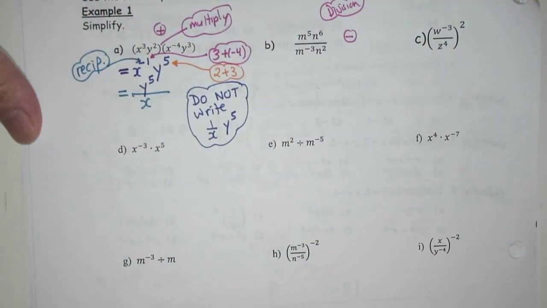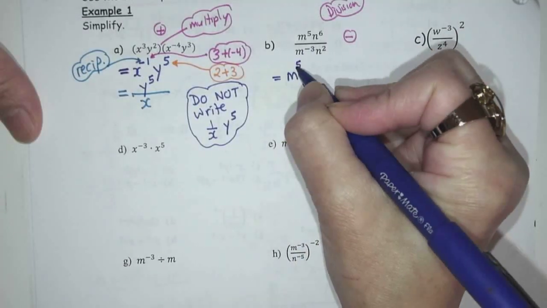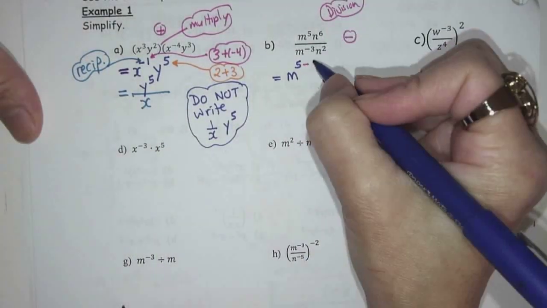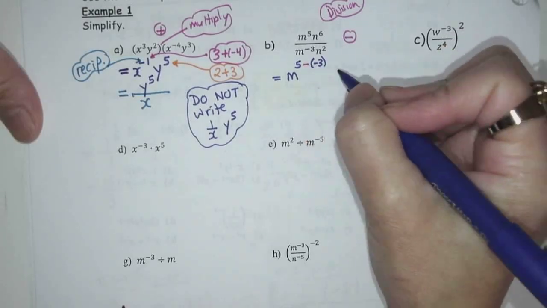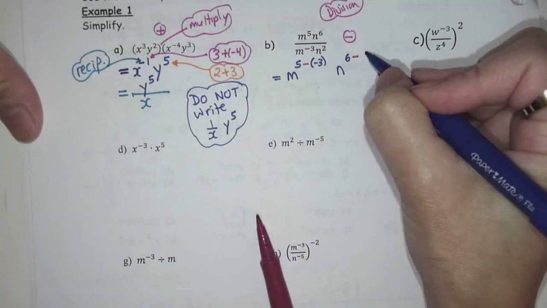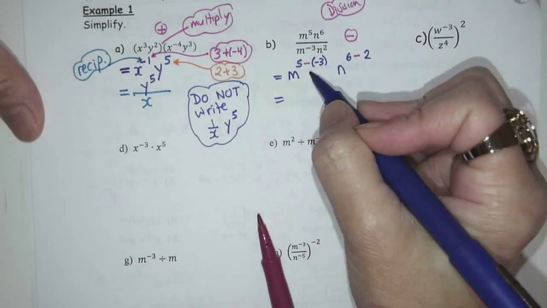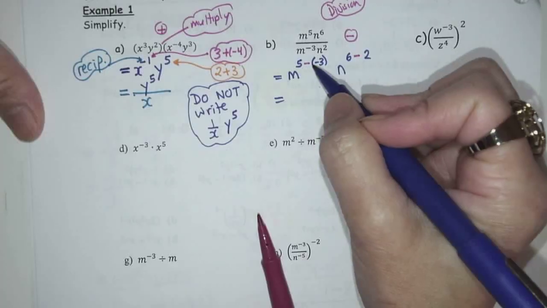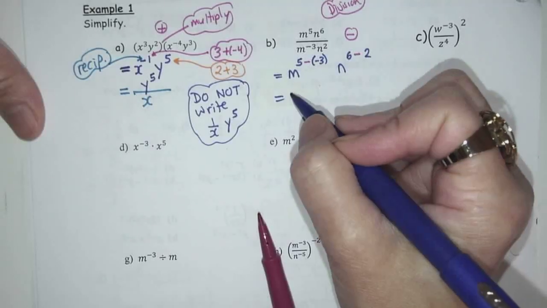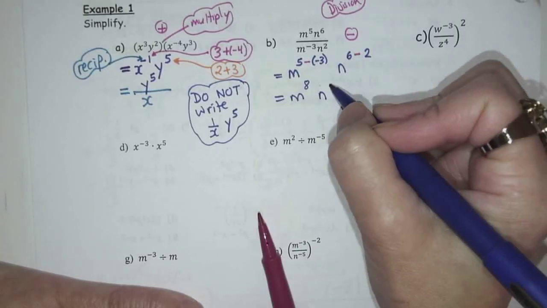So what we're going to do, and I'm going to add a step here. You don't have to write the step, but you might like it. So it'll be m to the 5, and you're going to go minus the negative 3. You're subtracting the bottom one. This will be n to the 6, and we're doing minus the 2. So 6 minus 2 and 5 minus negative 3. So when you subtract a negative, 5 minus negative 3, that ends up being plus, right? Two negatives make a positive, so this will be m to the 8. And then here we have n, 6 minus 2 would be to the 4.